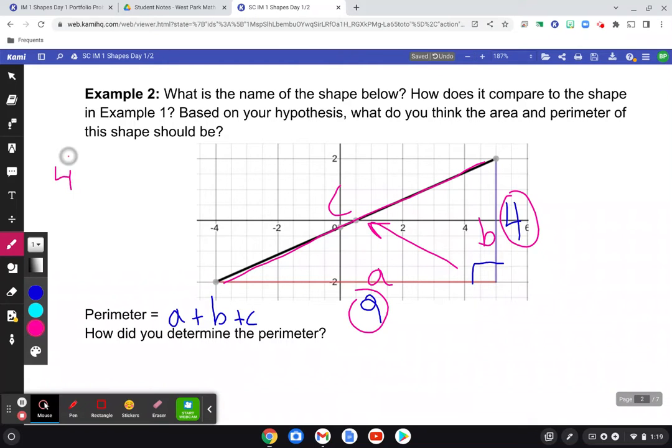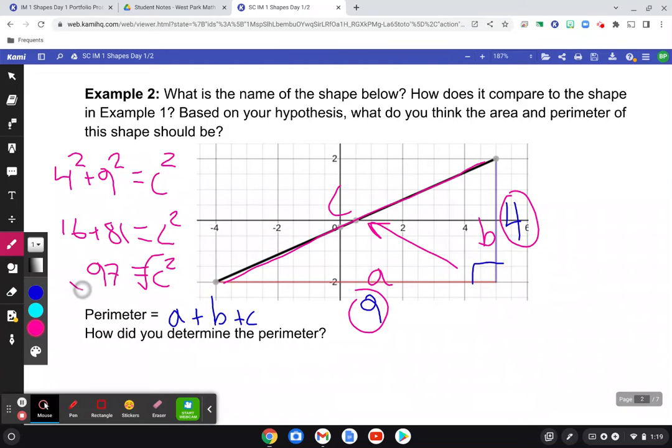Pythagorean theorem, just some more review from the geometry unit, is 4 squared plus 9 squared is equal to C squared. Okay, so that's going to be 16 plus 81 is equal to C squared. 81 plus 16 is going to be 97 is equal to C squared. Take the square root of both sides, and the square root of 97 comes out to about 9.8 or 9.9, real close. Let's just call it 9.9.